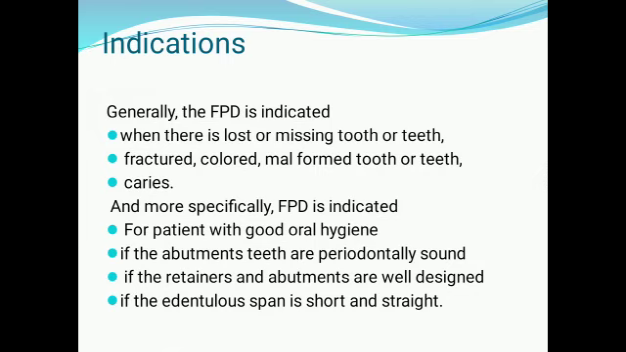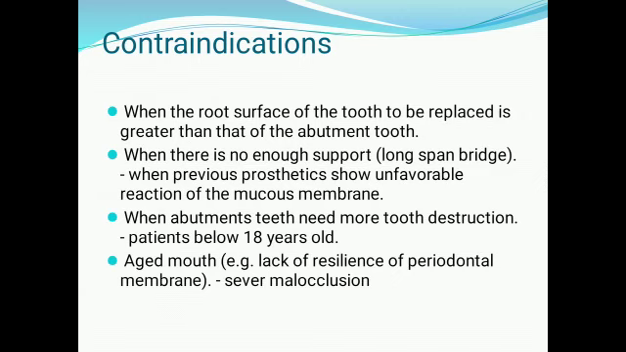Indications of fixed partial denture are lost or missing teeth, fractured teeth, discoloration, malformed teeth and dental caries. More specifically, the indications are: the patient has good oral hygiene, the abutment teeth are periodontally sound, retainers and abutments are well designed, and the edentulous space is short and straight.